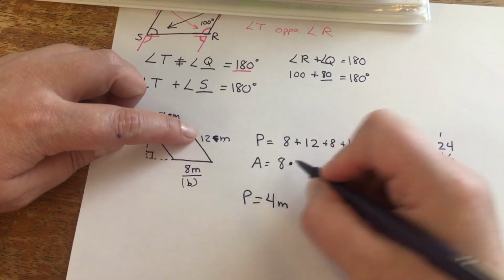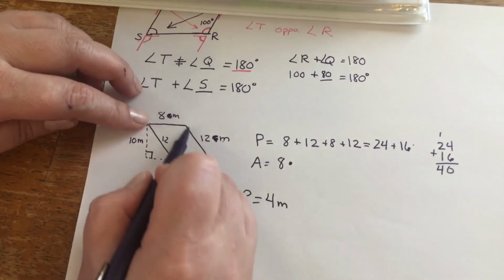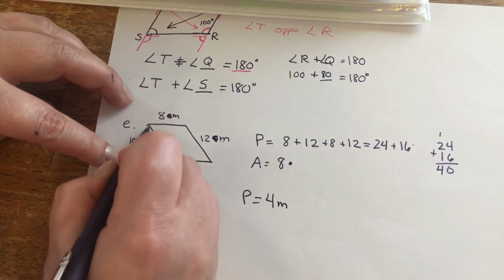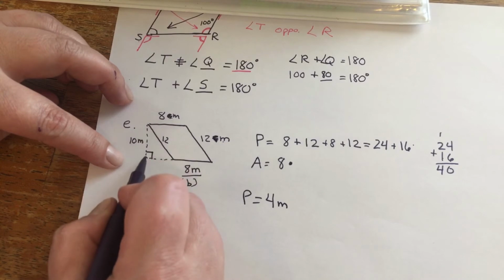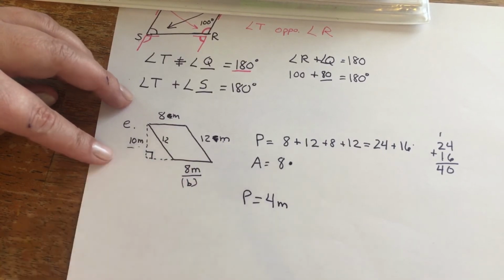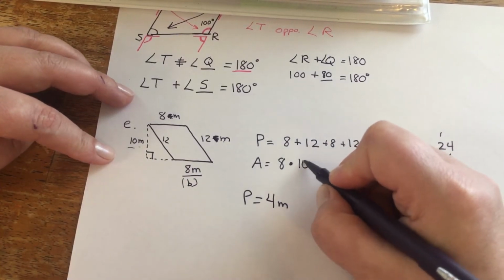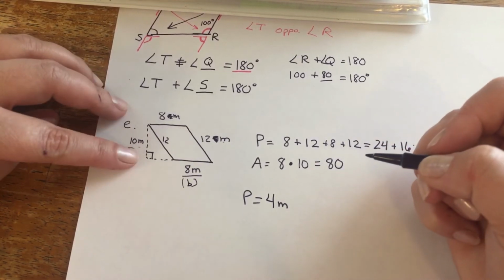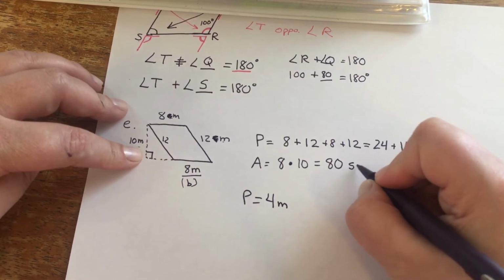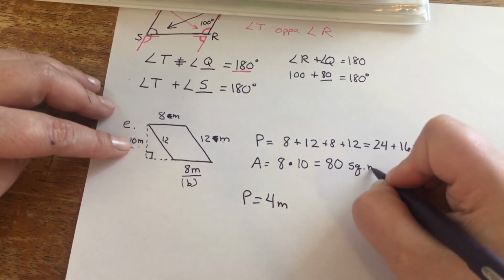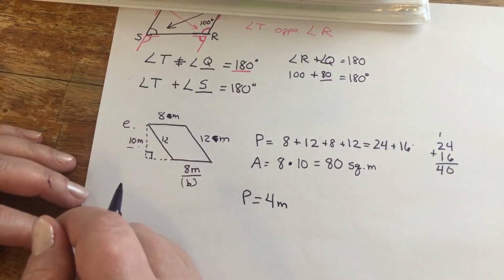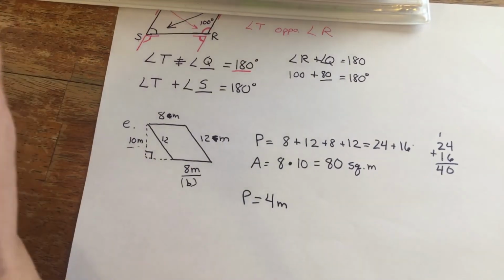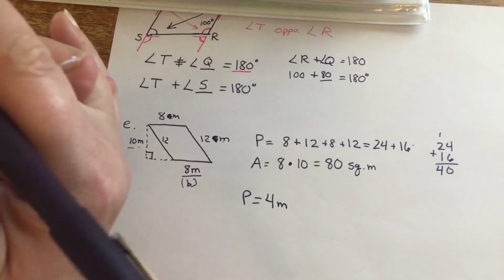Times the height. The height is not 12, right? The height is how far up and down, perfectly up and down, perpendicular. And it looks like the height is 10. So what is 8 times 10? 80, and remember we're finding the area, so it's 80 square meters. Okay? You guys get that?